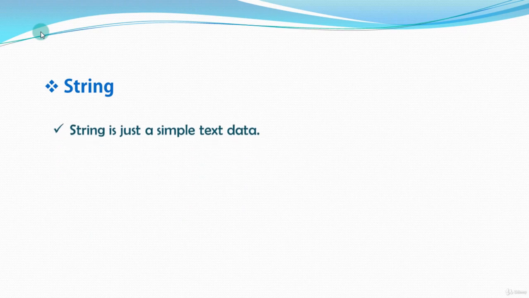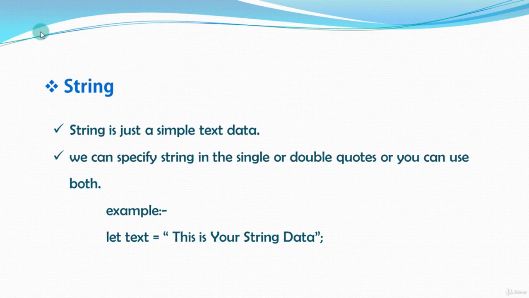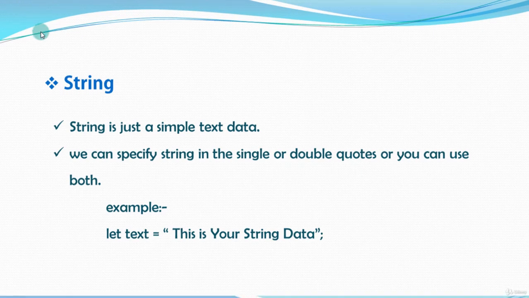Let's move to the next topic, string. In the previous lecture, we learned how to declare a string literal. String is just simple text data. We can specify a string in single or double quotes, or you can use both. We will not dive deep into the string topic because it is beyond this video. So we will cover all the concepts and small detailed information of string in a separate video. So I have just covered the basic concept of string here. Now I will move to the next topic, which is Boolean.